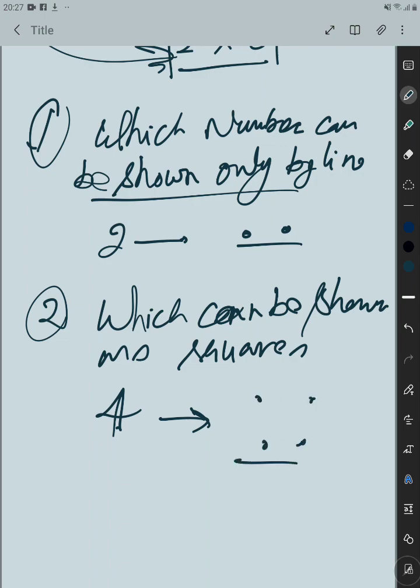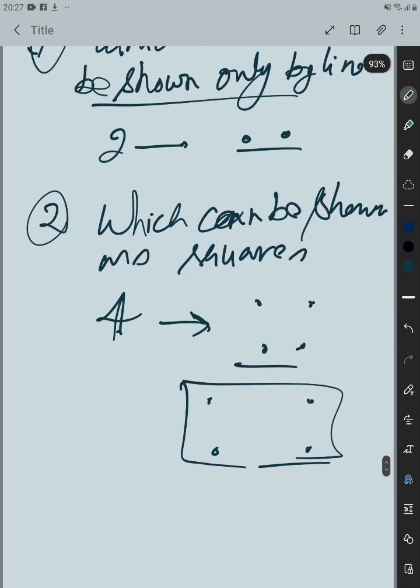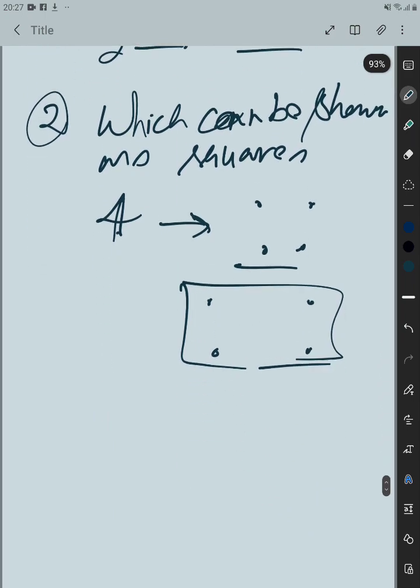Which can be shown as a rectangle? So 4 can be shown as a rectangle also. Okay, so we can represent it like this. So this is a rectangle. Okay, 6 can also be shown as a rectangle. Okay, so it is like that. Right. Now we'll proceed to other patterns.